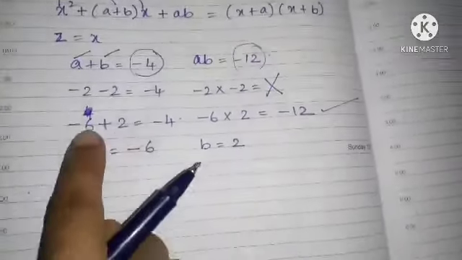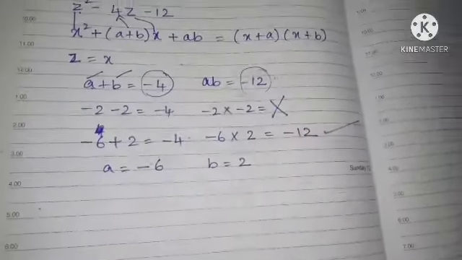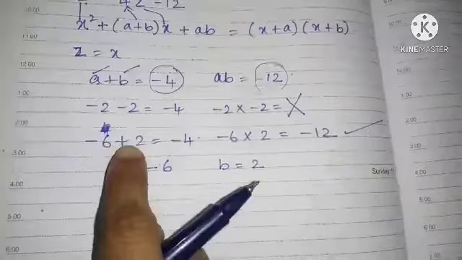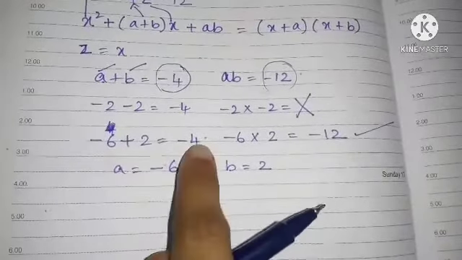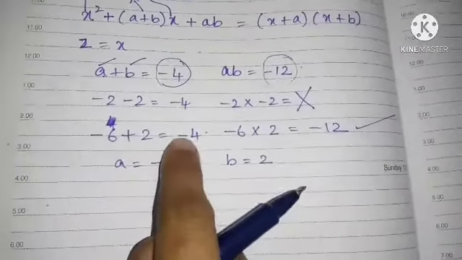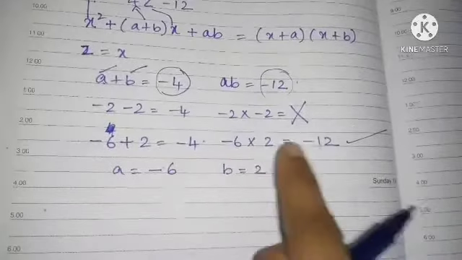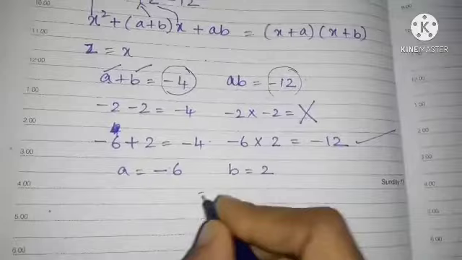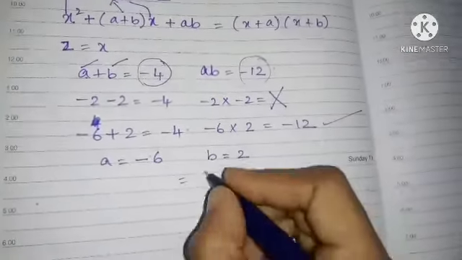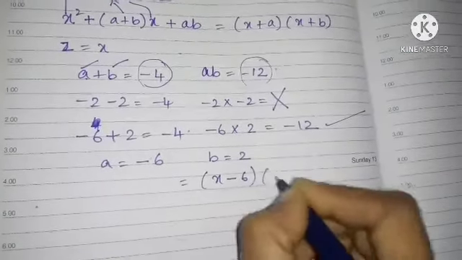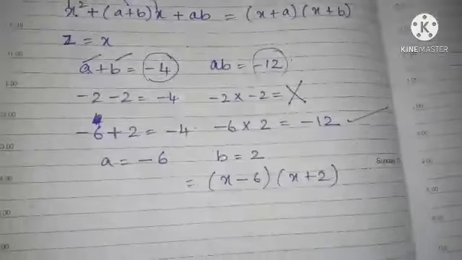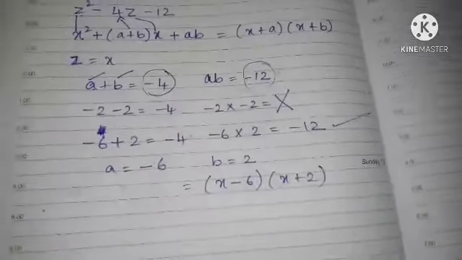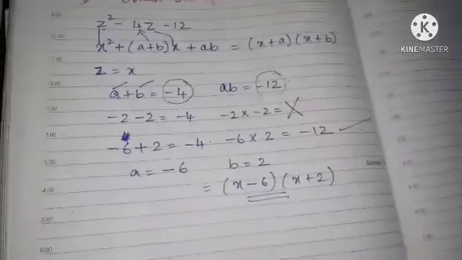Okay. So you should check all the possibilities. Minus 6 plus 2, if you add it, you will get minus 4 and the greater number sign. Minus 6 into 2 is minus 12. So a value is minus 6, b value is 2. So x plus a into x plus b means x minus 6 into x plus 2. So this is your final factorization answer.